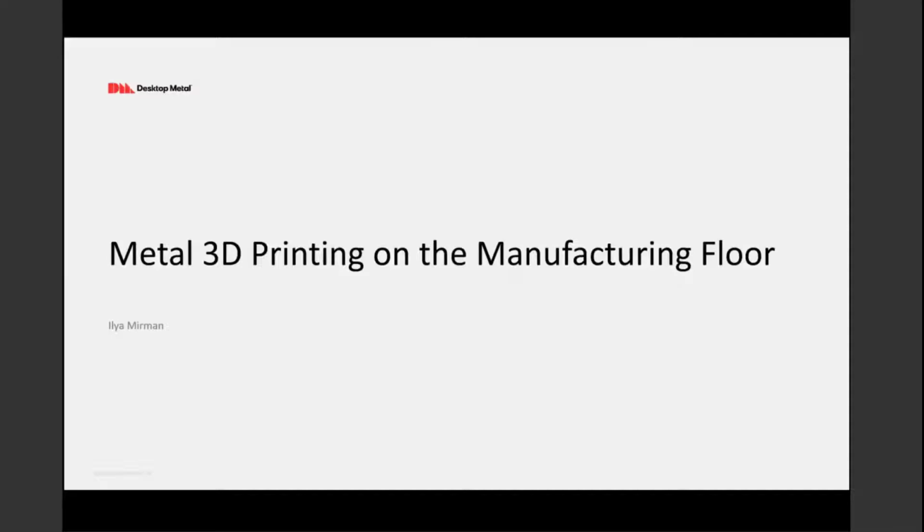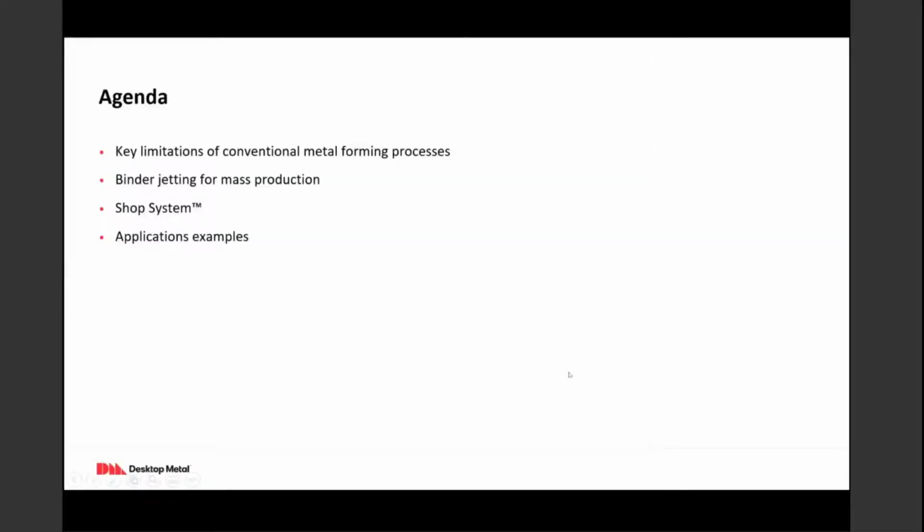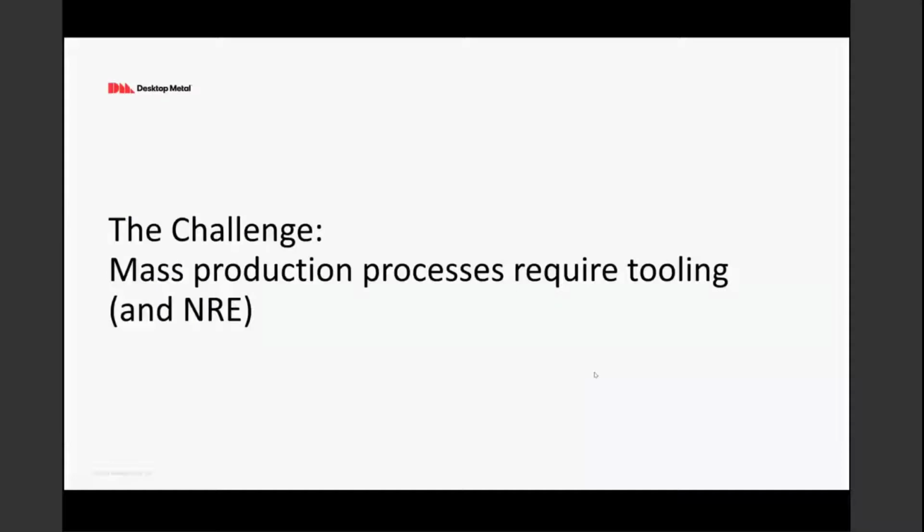So you heard about office printing when you need a few parts a week. Now let's talk about the shop system, where you can print a few hundred a week. So I'll cover the reason for existence for the shop system and really for Desktop Metal, key limitations in conventional metal forming processes, and then talk a little bit about binder jetting and the metallurgy, the origin of it, and then talk about the shop system with a big focus on the applications, some of the early adopters. So let's go.